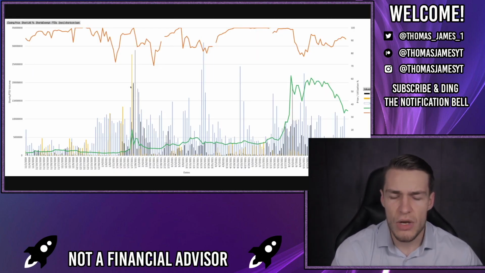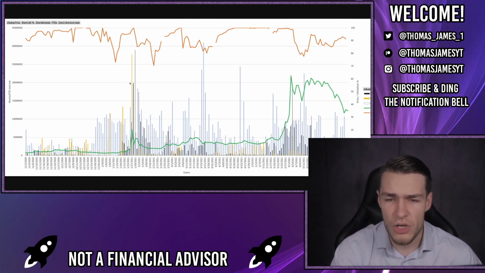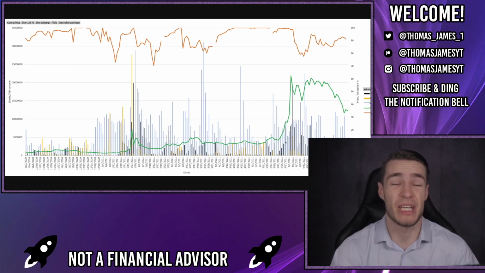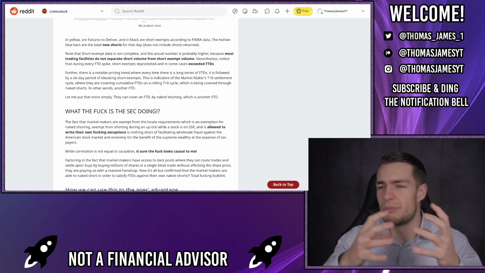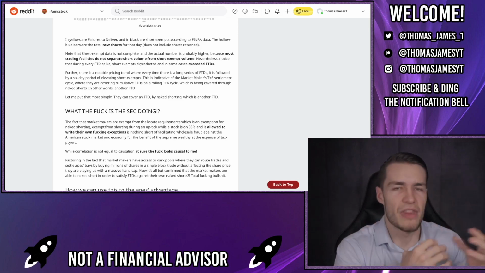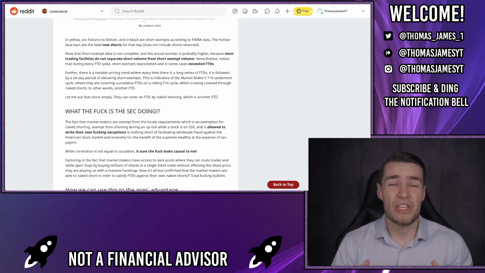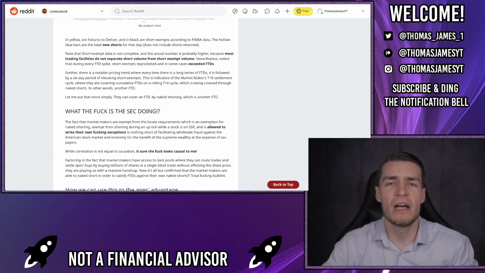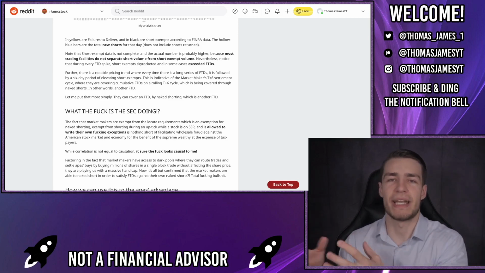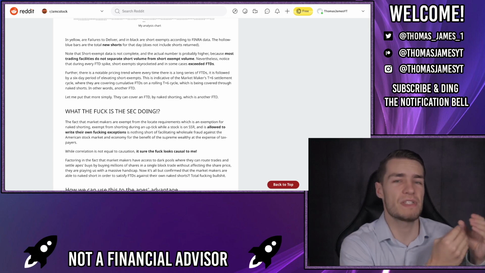It's worth noting that a lot of the times when you have one of these yellow bars, which is the fail to deliver, it's often followed by bigger black bars, which are the short exempt shares, especially here around June, when you had the fail to delivers and then way more black bars, which are the short exempt shares being created. So let me put that more simply. They can cover a fail to deliver by naked shorting, which is just another fail to deliver. So not only can they transfer their fail to delivers from one market maker to another market maker, but they can also create their own shares by naked shorting in order to cover the first fail to deliver.